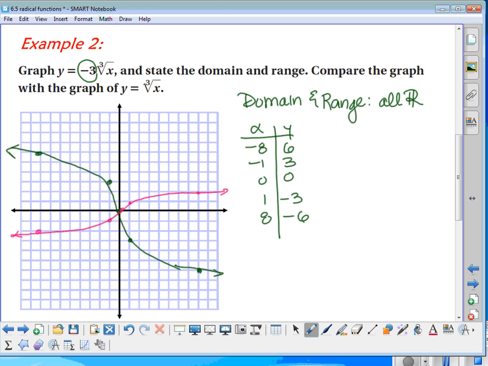So if I think about whether it's stretched or compressed, which one do you guys think it is? This time it's stretched because it's going higher and lower, right? So it's stretched vertically by a factor of 3. But what else happened to it besides it being stretched? It's flipped, right? Over the x-axis. So it's reflected across the x-axis.